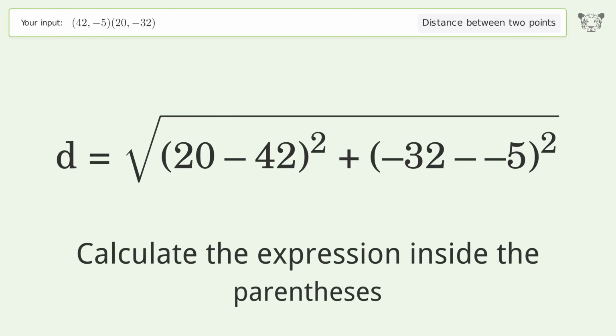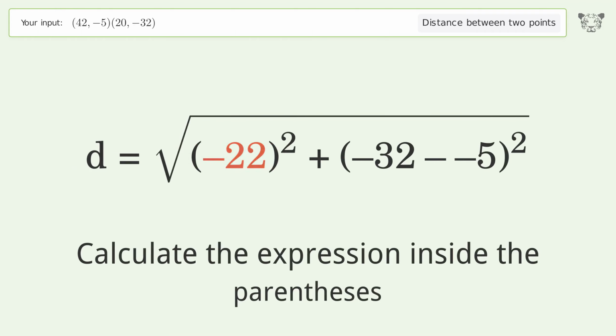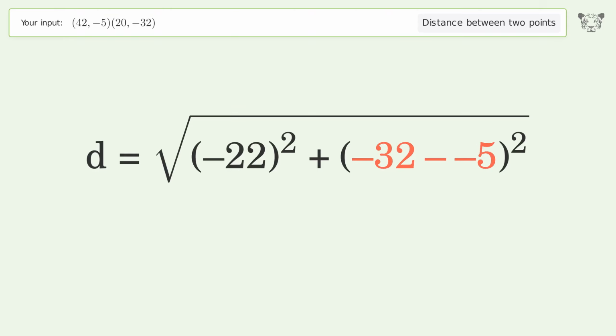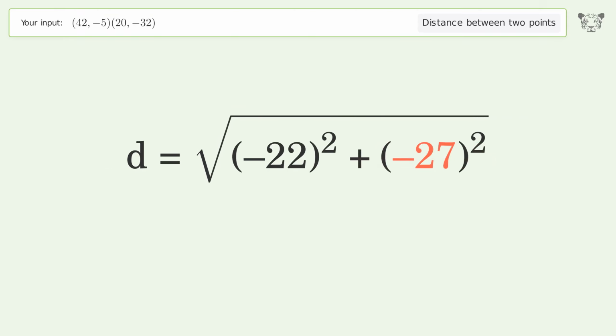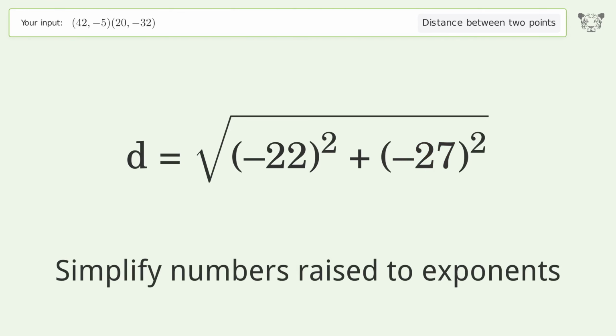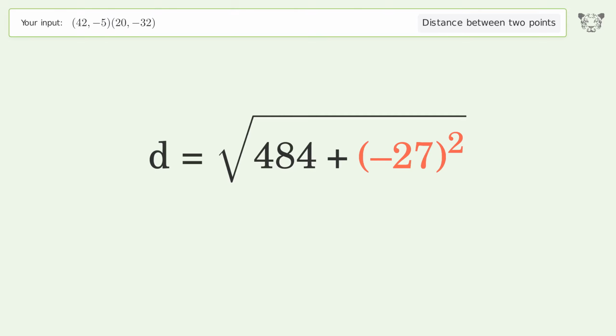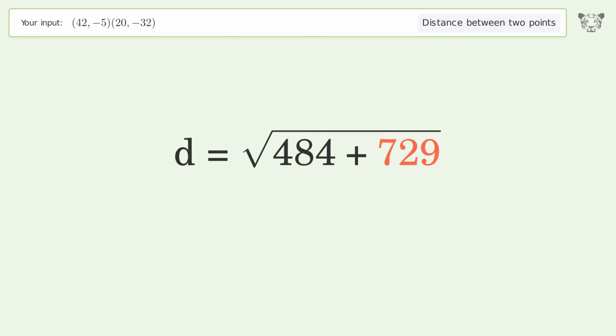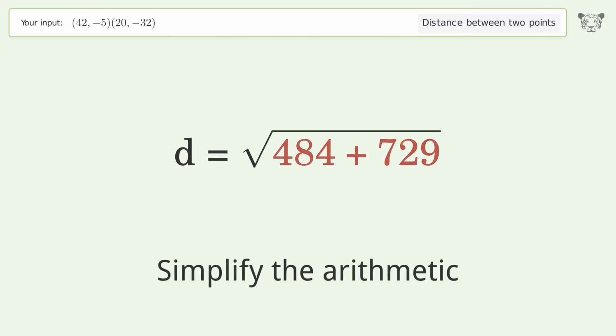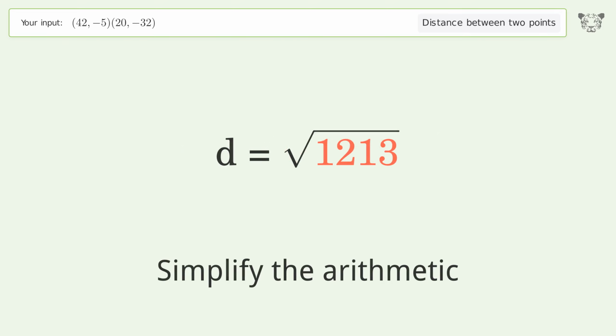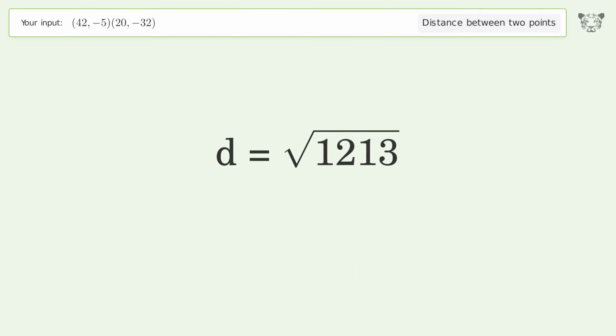Calculate the expression inside the parentheses. Simplify numbers raised to exponents. Simplify the arithmetic. And so the distance between the 2 points is the square root of 1,213, or 34.828.